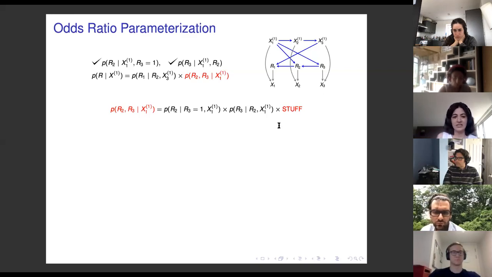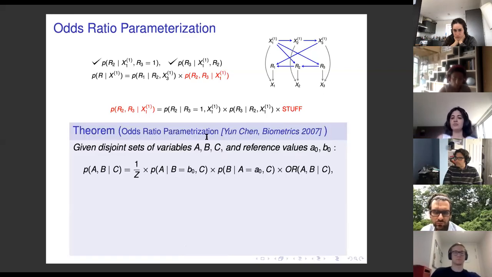It turns out there is such a formalization. It's called the odds ratio parameterization, introduced in 2007 by Yun Chen. Here's what it says. Given disjoint sets of variables A, B, and C, and reference levels A0 and B0, we can write the joint distribution of A and B given C as a product of the conditional distribution of A given that B is evaluated at its reference level and C, times the probability of B given that A is evaluated at its reference level and C, times the odds ratio of A and B given C.